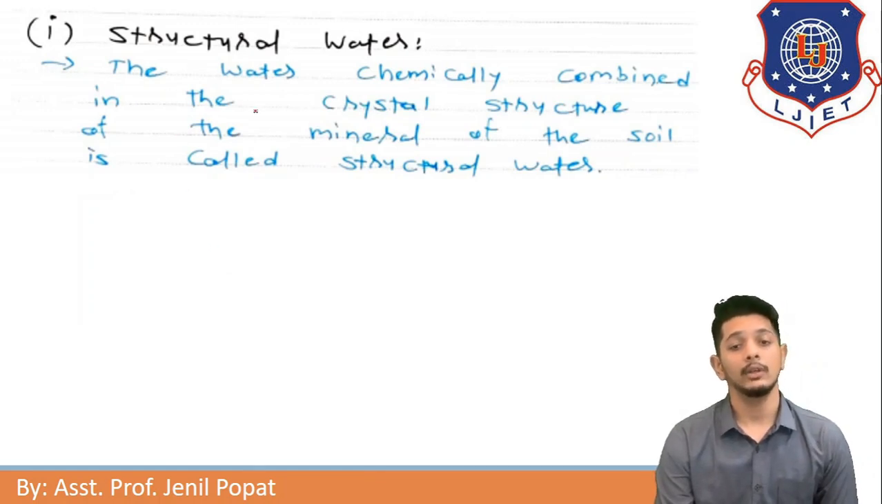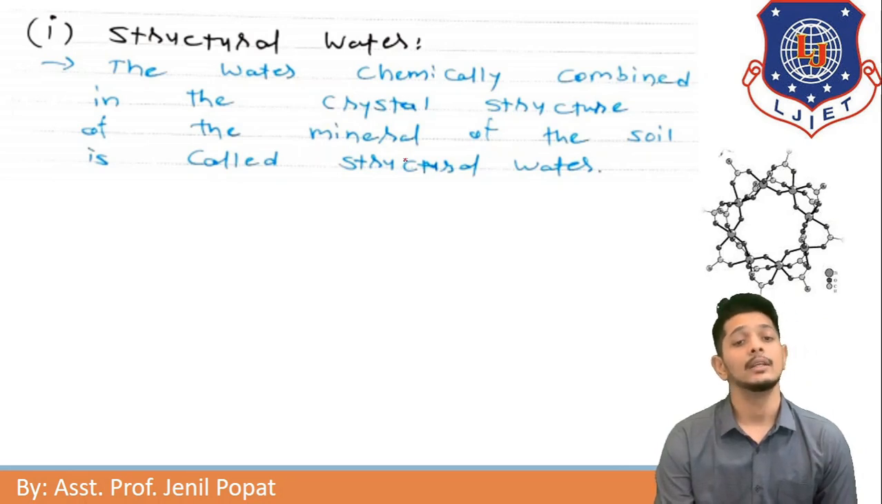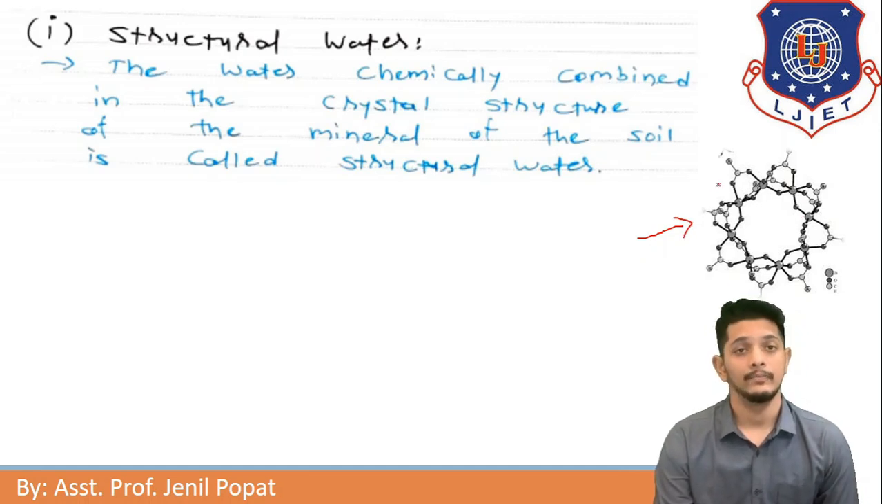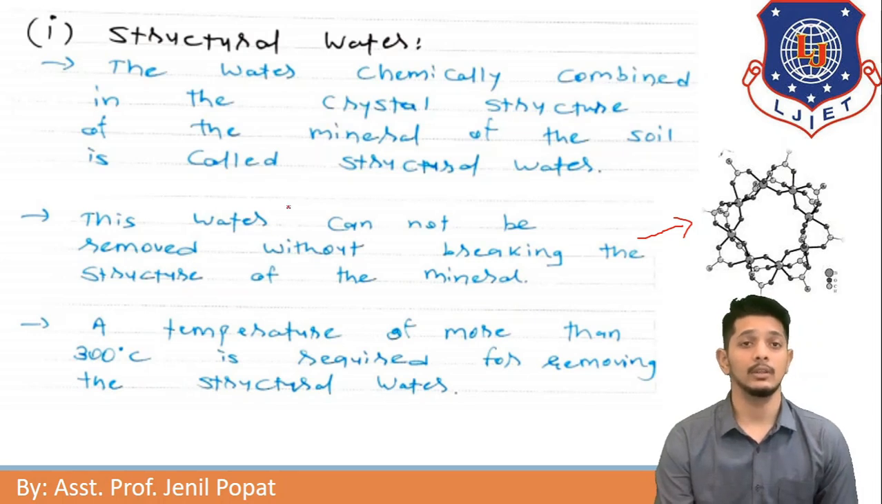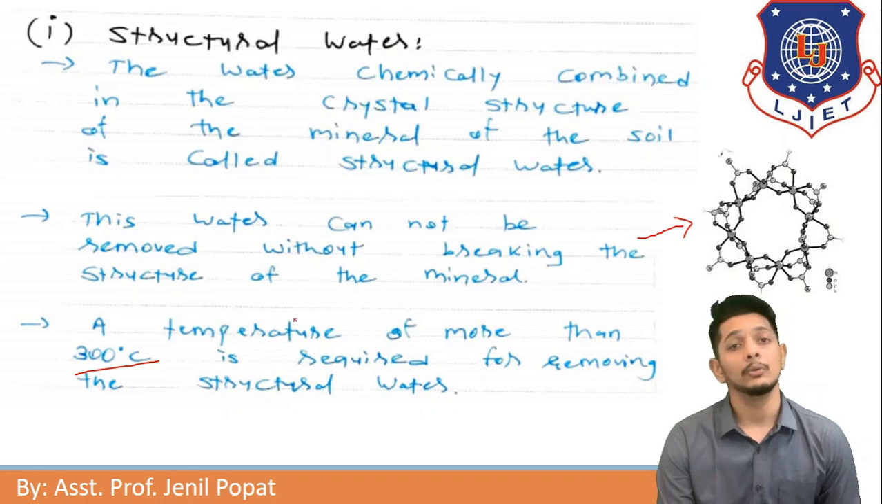Structural water. The water chemically combined in the crystal structure of the mineral of the soil is called structural water. In this figure, you can see a crystalline structure of the mineral. Whenever water is held in this structure, it is structural water. This water cannot be removed without breaking the structure of the mineral. So, to get the water out, we have to break the structure. We have to give it 300 degrees Celsius temperature to remove the water.